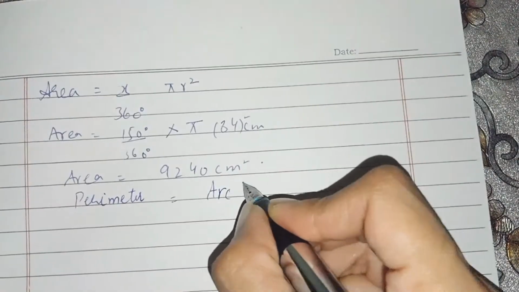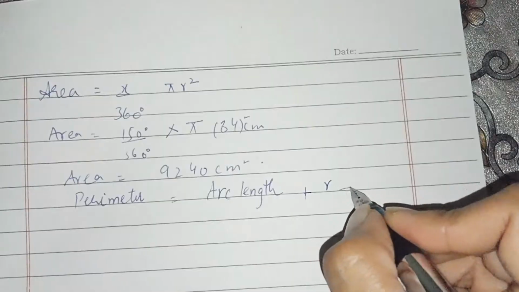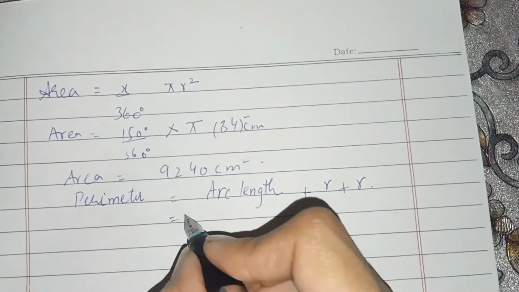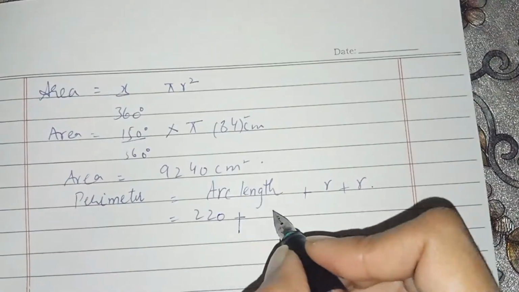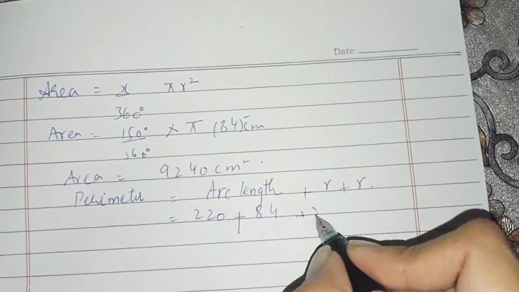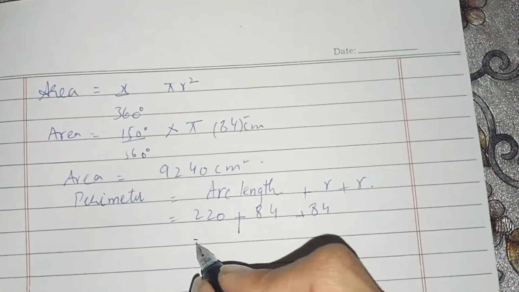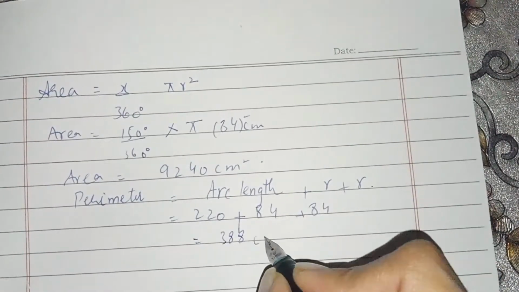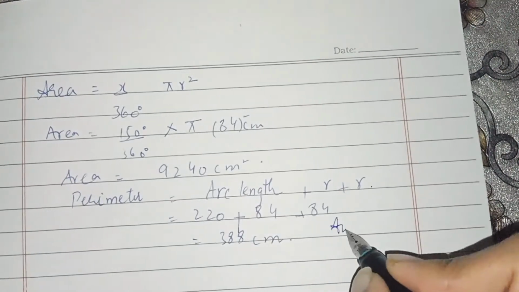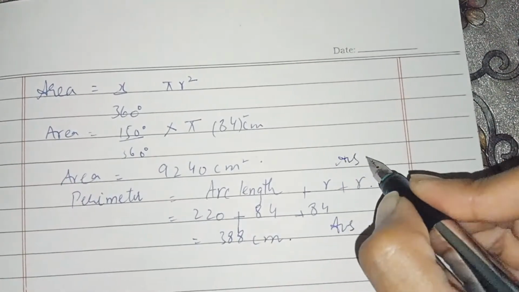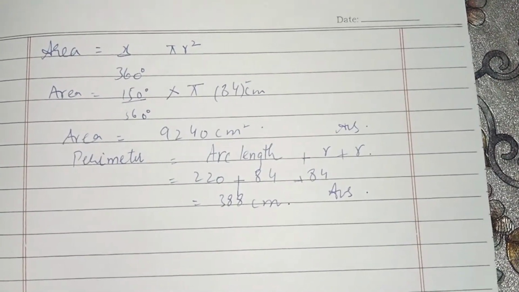Perimeter is equal to arc length plus r plus r. Arc length is 220 and radius is 84 and 84. By adding these values, we get 388 centimeters. And now students, this is the answer. The three things we have to find in part number D.